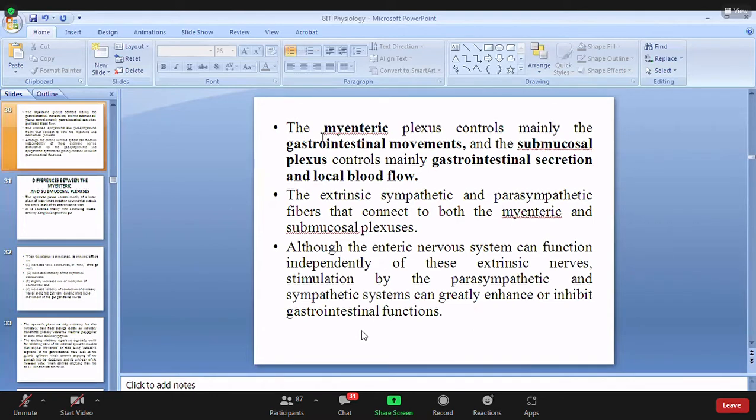Do you understand what I am saying? This intrinsic supply is prominent, but yet it is controlled by the extrinsic sympathetic and parasympathetic supply. Although the enteric nervous system can function independently without the help of the extrinsic nerve fibers, stimulation by the parasympathetic and sympathetic can greatly enhance or inhibit gastrointestinal function.